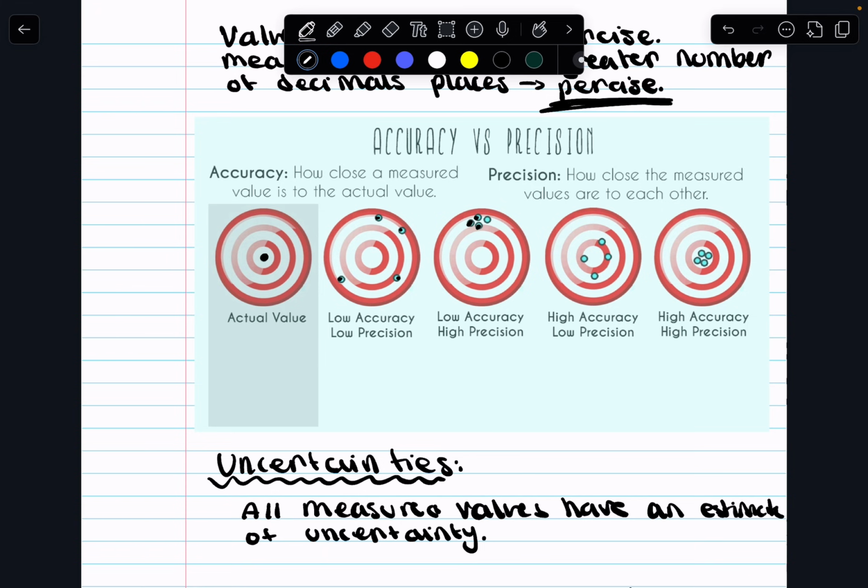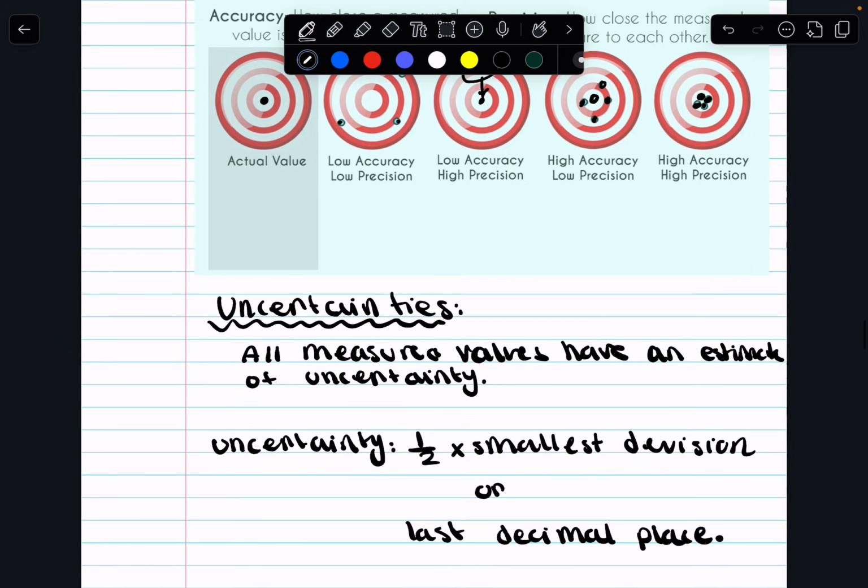But here, my values are closer to each other, so it is precise, but not accurate, because I need it to be down here. Here, they're pretty close to the actual value, so it is accurate, but it has low precision because they're not close to each other. But here they're close to each other and they are close to the actual value, so high accuracy and high precision.